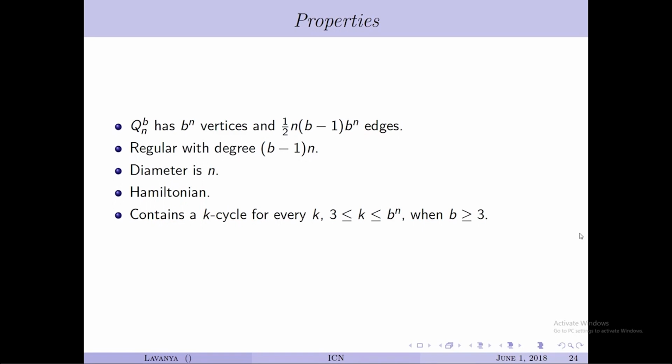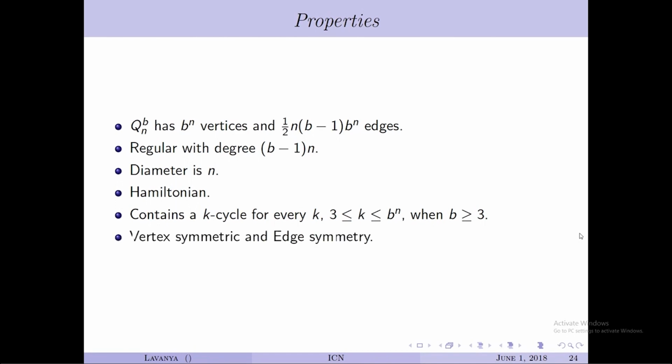Similarly, it is Hamiltonian, same property, that is why it is called a generalized hypercube, everything carries over in base b also. So, there is a k cycle for every k. In hypercube we know it does not contain odd cycles, it was bipartite. Here we do not have that condition, because we started with a K3. If you look at the example, we start with a triangle, right. So, triangle is going to sit in every cube that is formed inside that. So, at least there is a 3 cycle. In fact, not only a 3 cycle, it contains every cycle of any order you take, 3 to b power n.